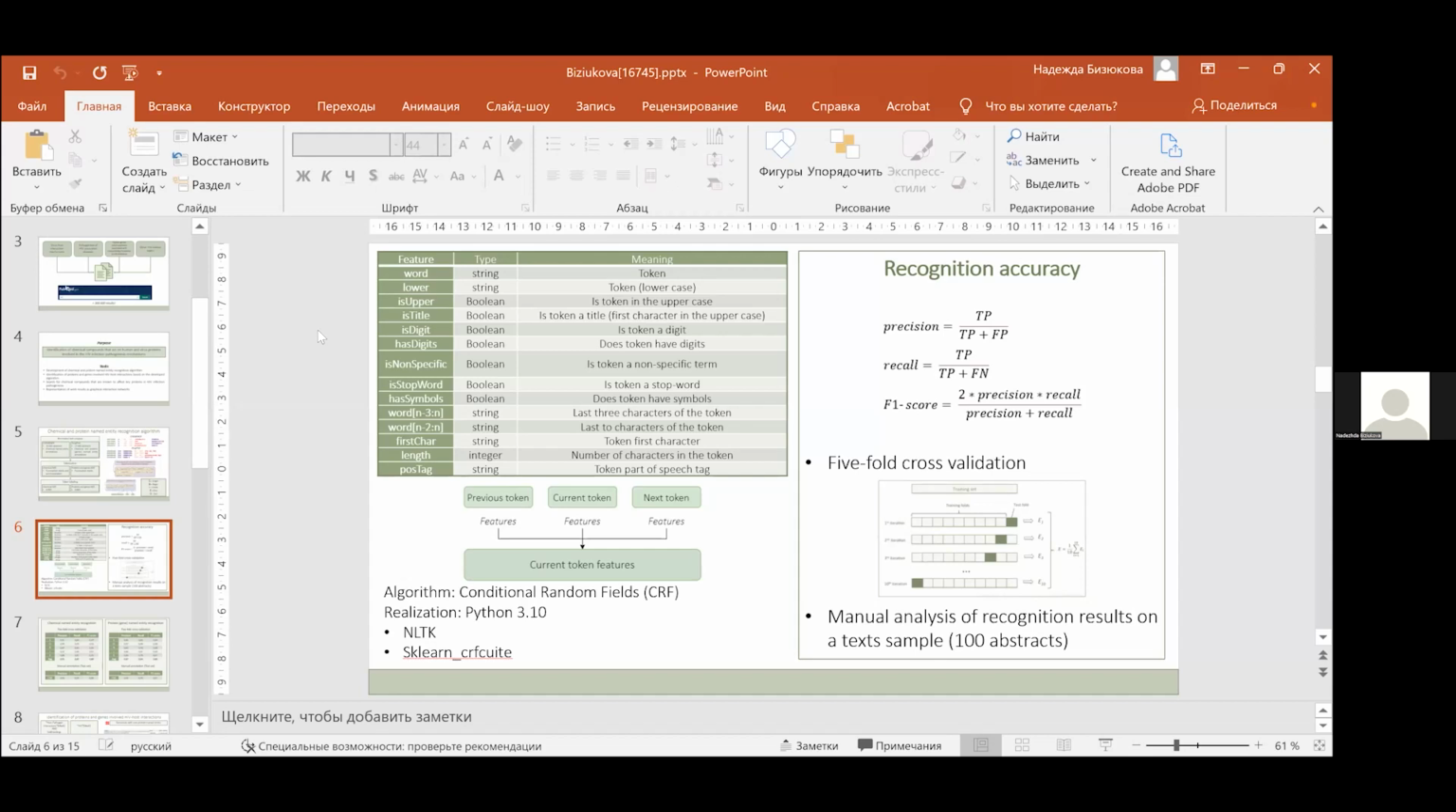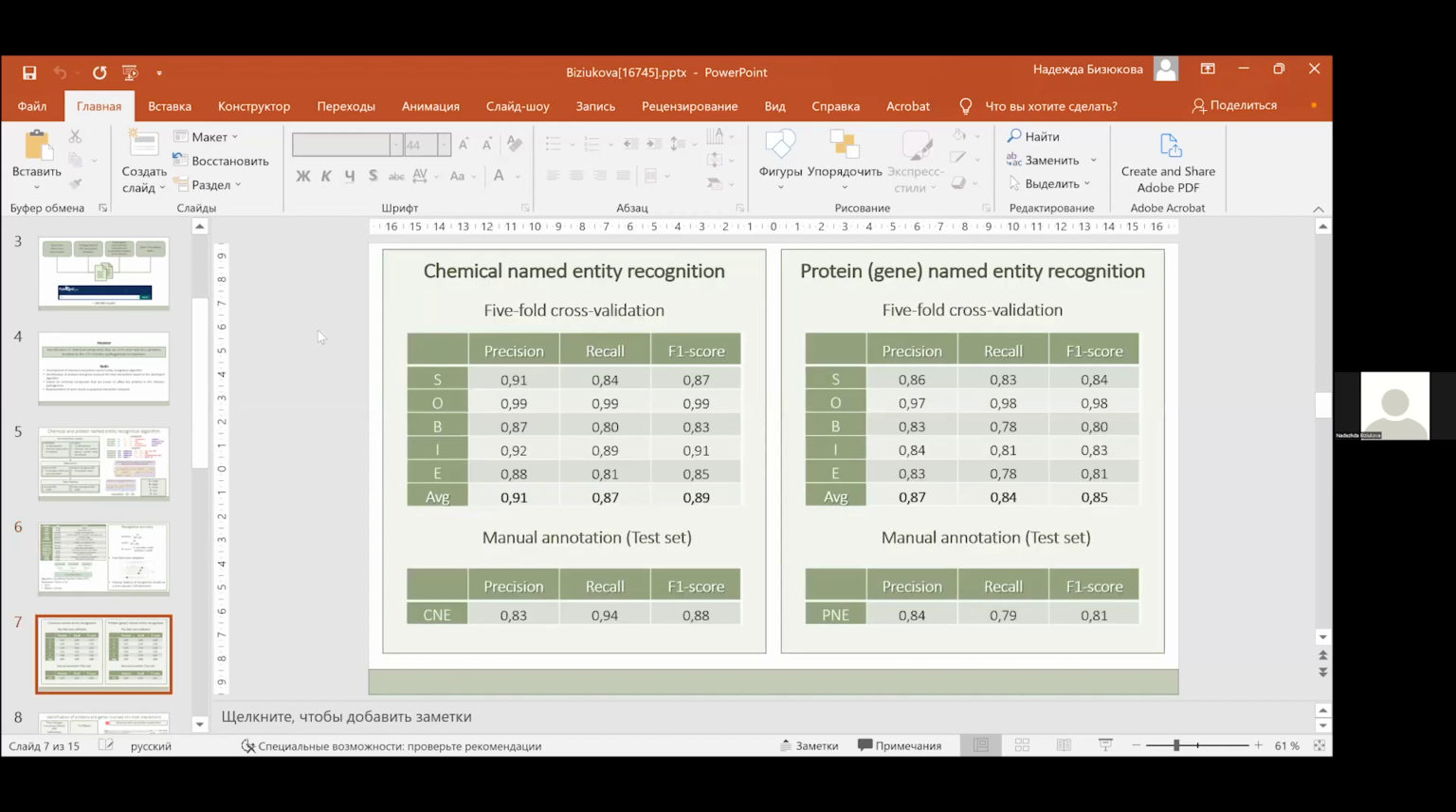according to the common metrics in 2 experiments. The first experiment is a 5-fold cross-validation on annotated corpora, and the second is an evaluation of an external test set, which included manual verification of the results. The values of metrics obtained in both experiments for the tasks of chemical and protein named entity recognition are presented on the slide. Our results are comparable to ones published in related literature.